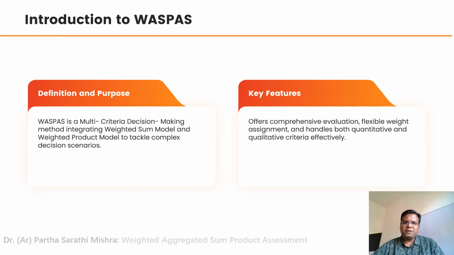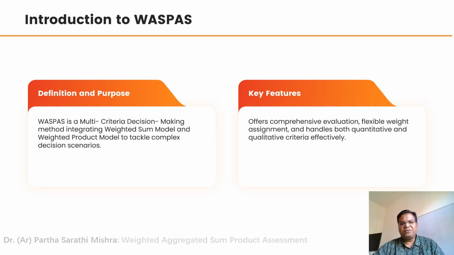First one is our overview of the WASPAS method. The definition and purpose. WASPAS is a multi-criteria decision-making method integrating the weighted sum model and weighted product model to tackle complex decision scenarios. So we have already discussed in our video 5 the WSM method, the weighted sum method. If you have not seen that video, please go and check the details of the weighted sum method. And the weighted product method, that we have already discussed in the 6th video.